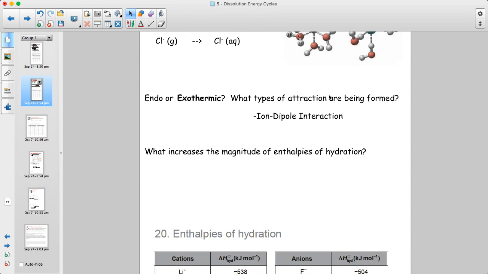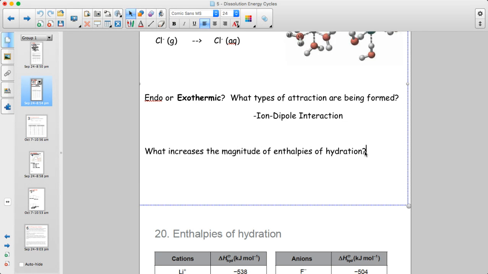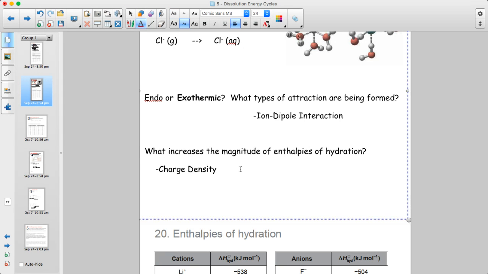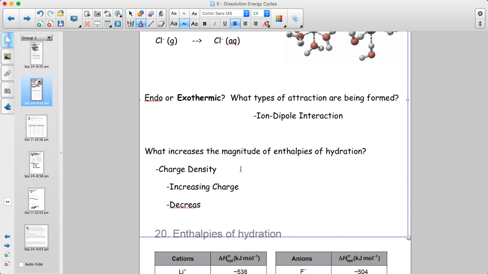And what increases the magnitude of enthalpies of hydration? The exact same thing that increases the magnitude of lattice enthalpies: charge density. I don't know why that just went back to this old font, but let's fix that. Okay, charge density. So it's the same thing, increasing charge and decreasing ionic radius.